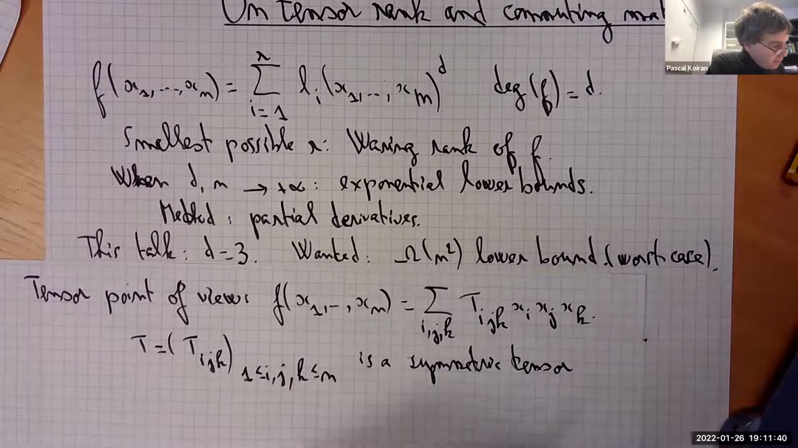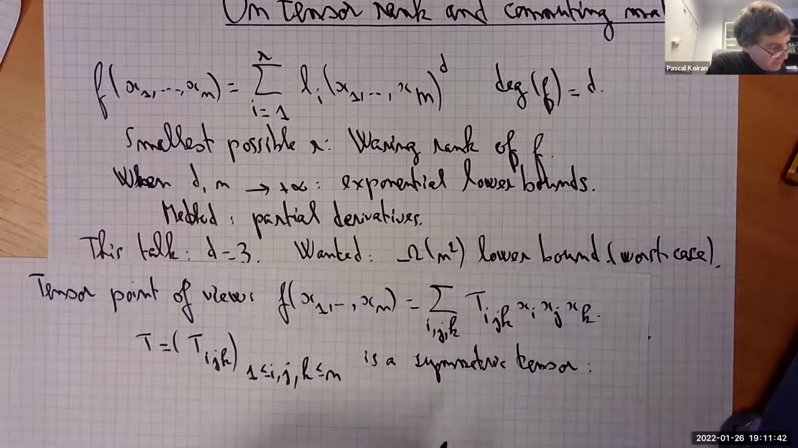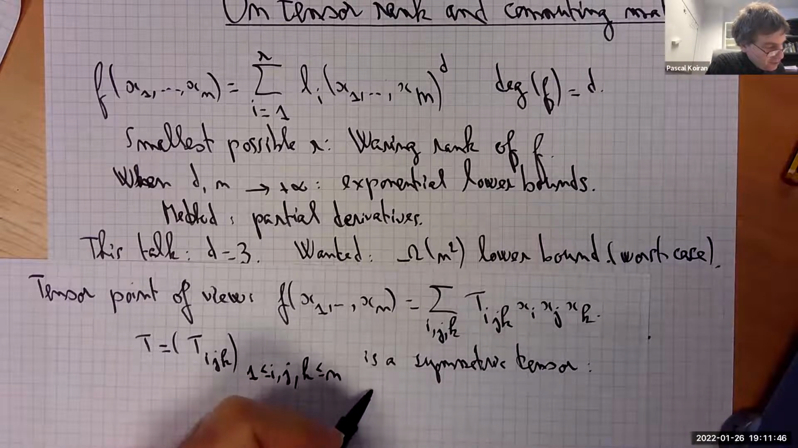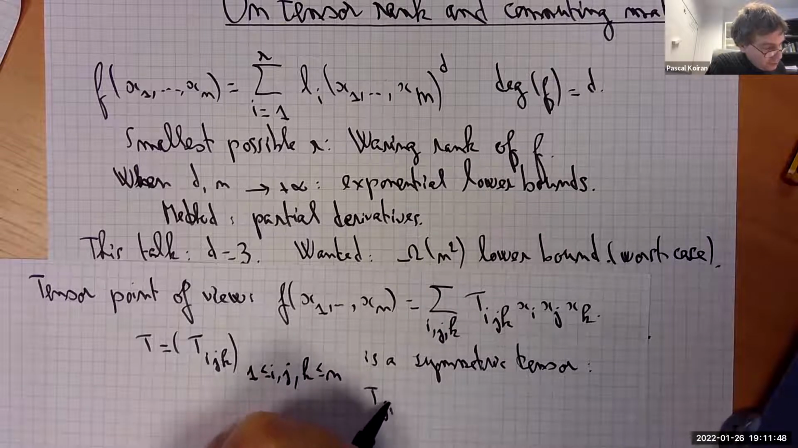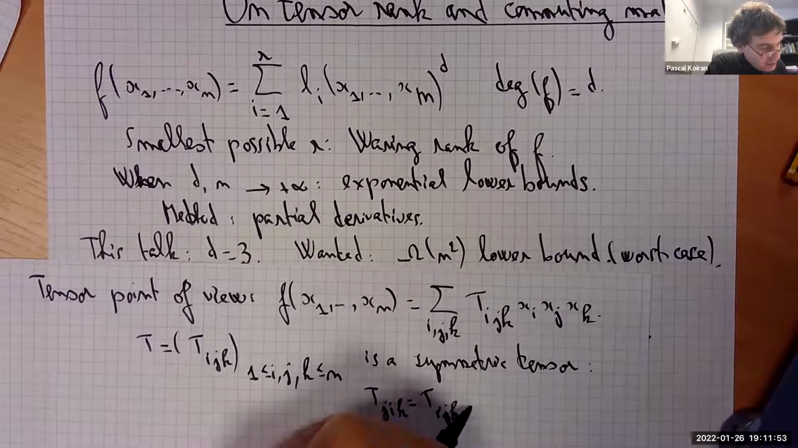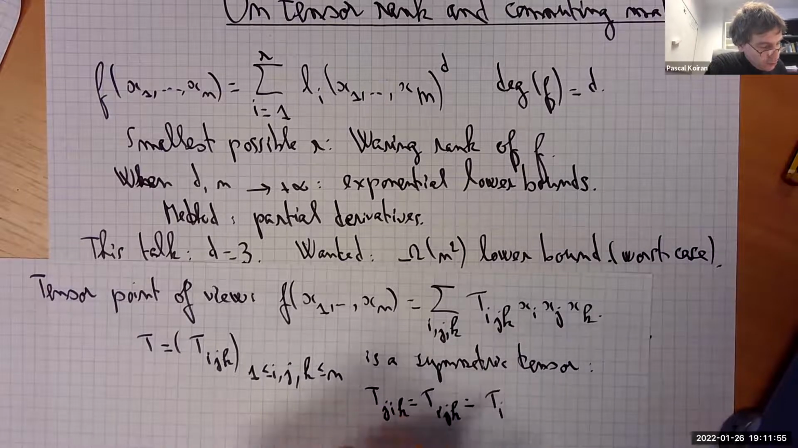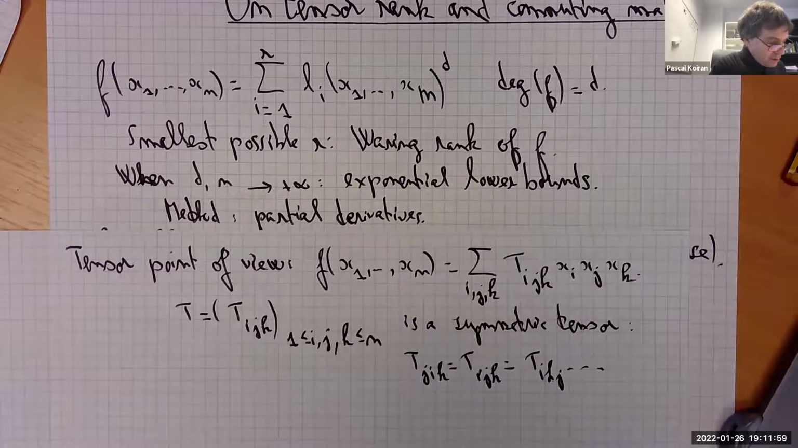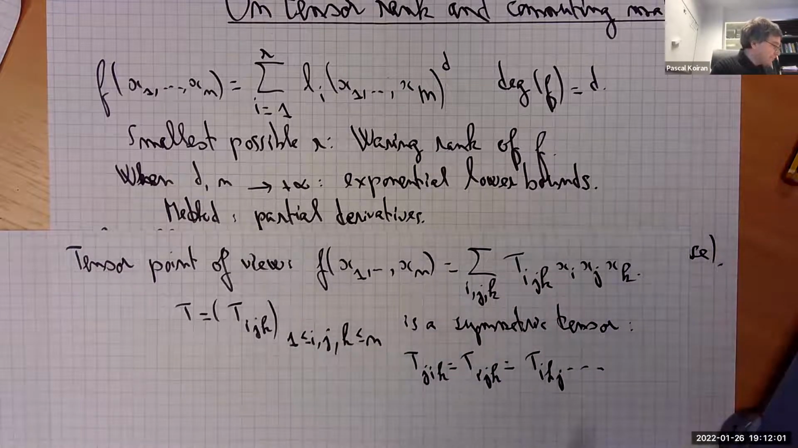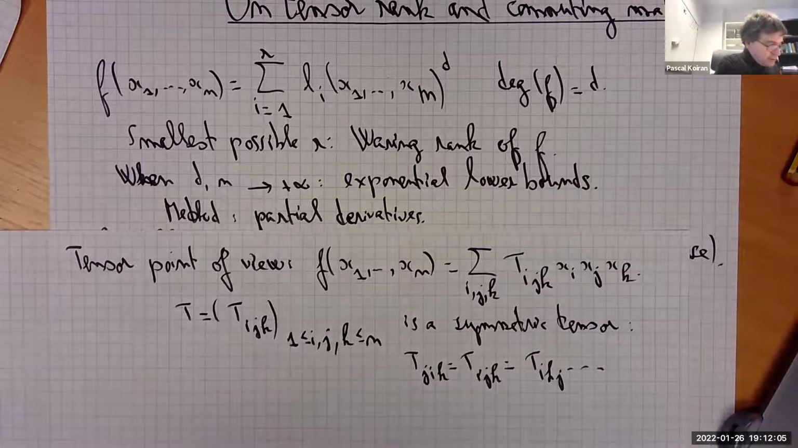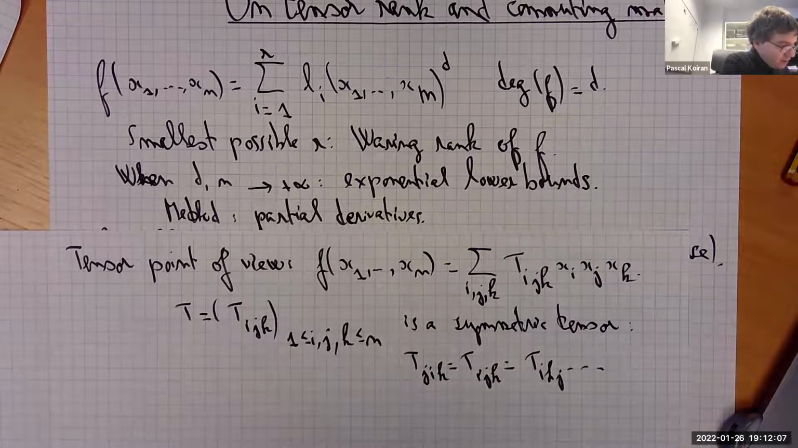Meaning that the entries are invariant under all the permutations of the indices. So for instance, T_ijk is equal to T_ikj, and so on. The 6 permutations leave the entries invariant. So that's what a symmetric tensor is.